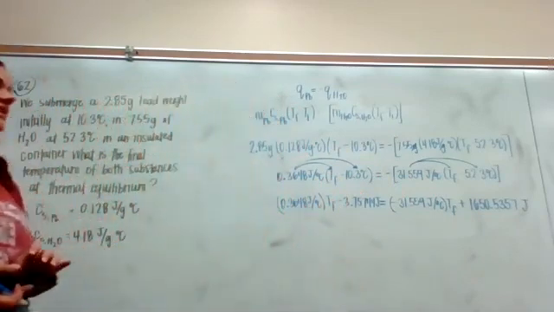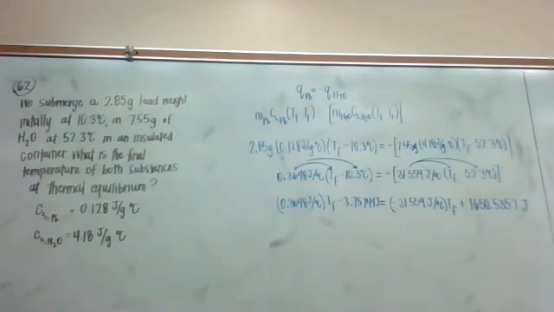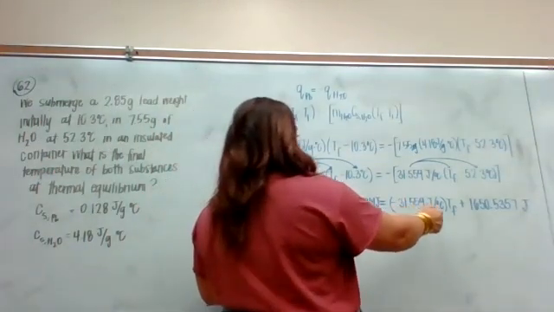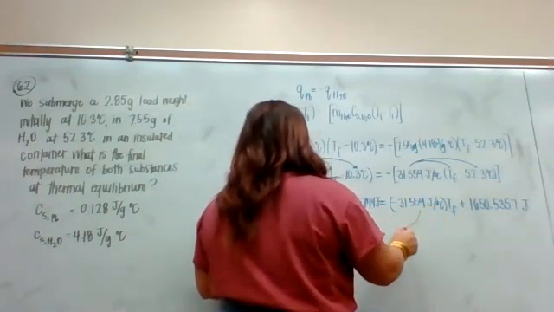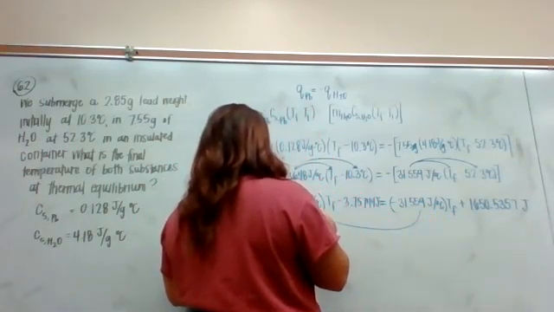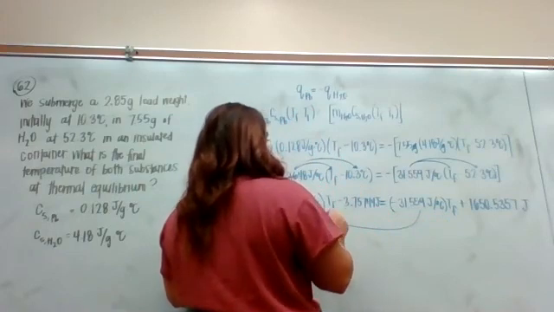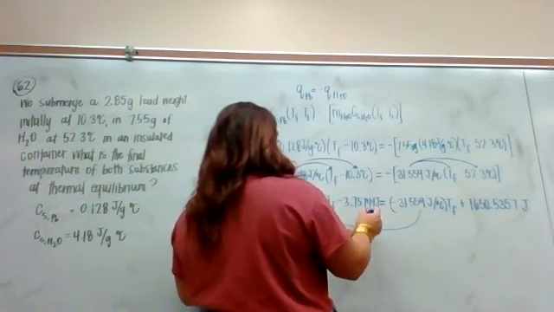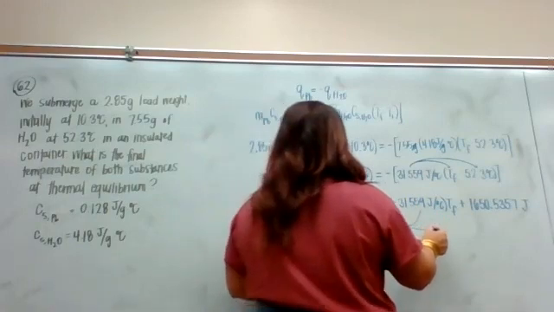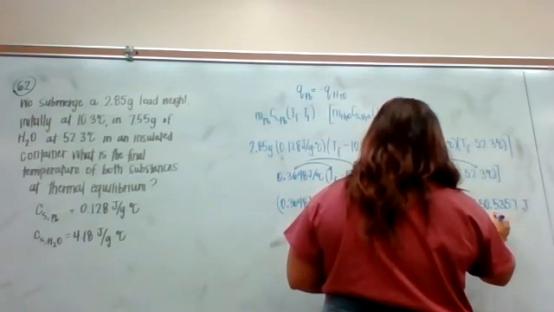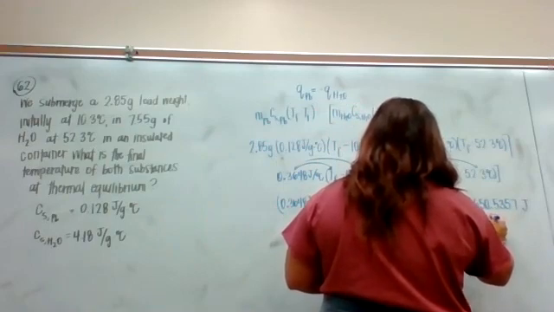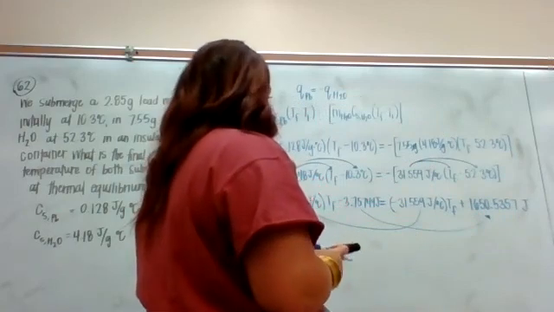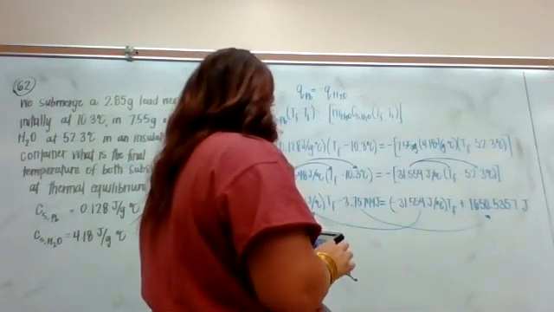Okay, now I need to get like terms on both sides. So I'm going to add 31.559 to both sides. Move it over here, because those are my two TF terms. Then I'm going to add 3.75, and so on, to both sides. Move it over here, because those are like terms. Right, so let's see what we get from there.